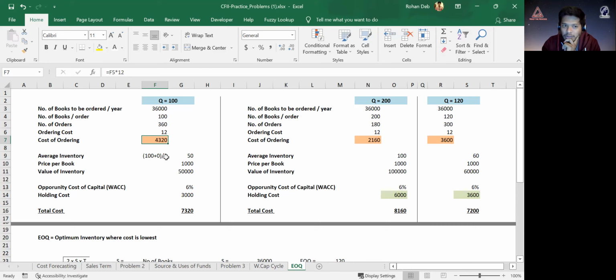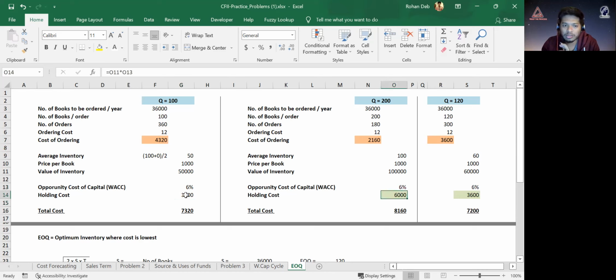Average inventory is 50 books, which is 100 divided by 2, and the price per book is 1,000. So the average inventory that you have to hold is 50 books at 1,000 rupees, which is 50,000 rupees. Now, given the opportunity cost of 6%, the holding cost comes to 3,000. So I'll just copy the format here.